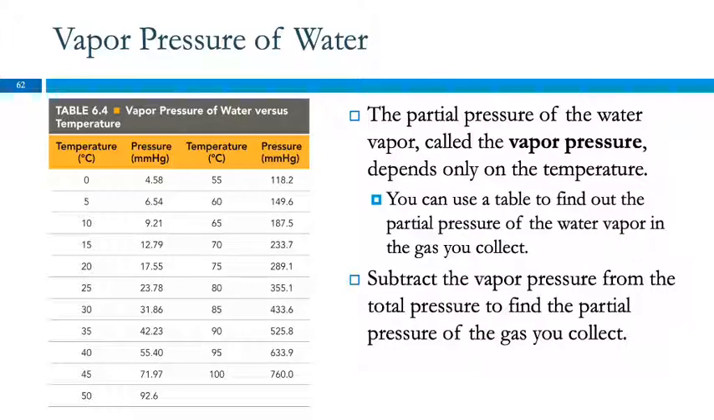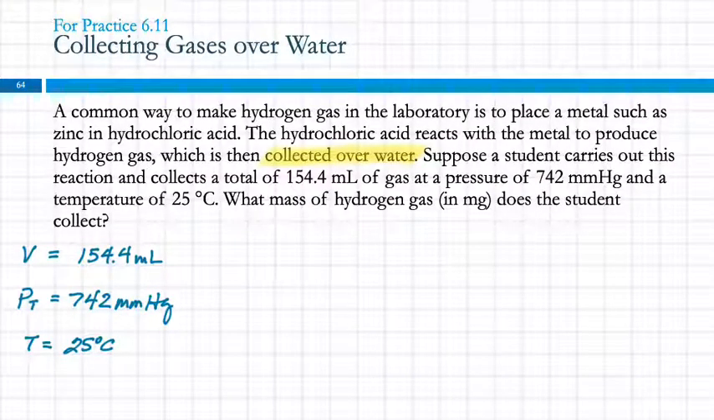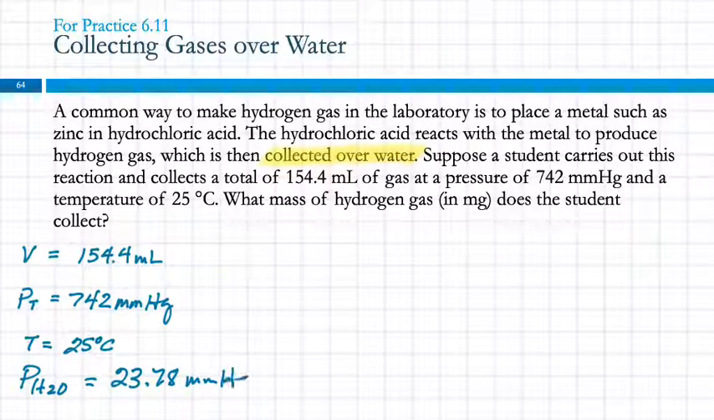So over here, it was 25 degrees, right? Yeah. So I'm going to look at this table, and I'm going to see for 25 degrees Celsius, the pressure for the water is 23.78 millimeters of mercury.